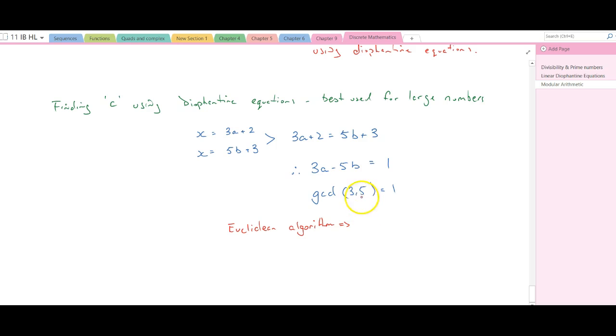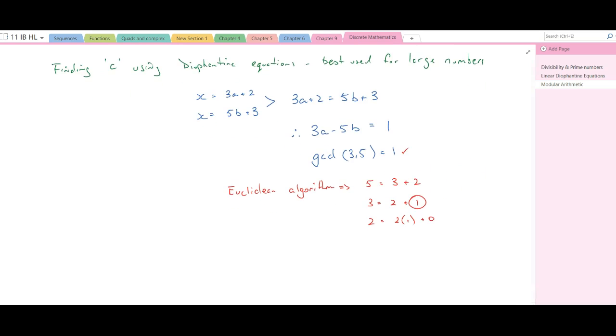All right, it goes like this. We take 5 and we write it as 3 plus 2. Then we take 3 and we write that as 1 lot of 2 plus 1. Then we take 2, and we write that as 2 lots of 1, remainder of 0. Now remember, the last non-zero remainder is our greatest common divisor, and in this case that matches with what we know. In order to rewrite 1, we just go backwards from this.